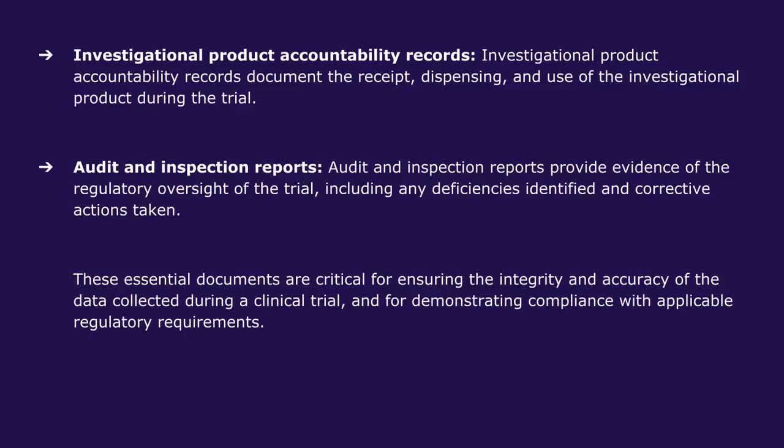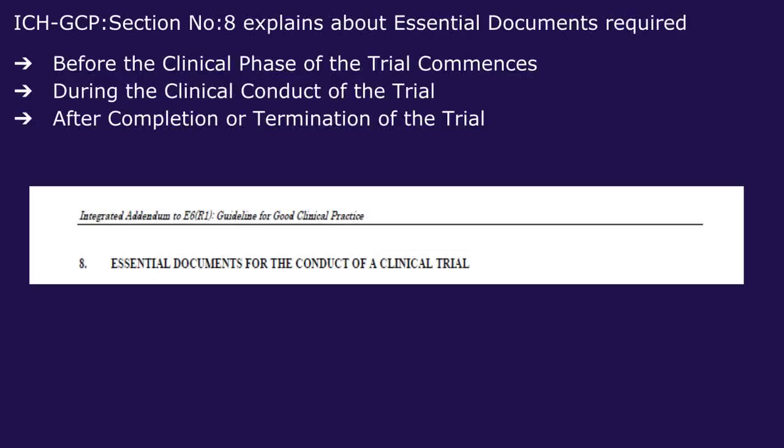These essential documents are critical for ensuring the integrity and accuracy of the data collected during a clinical trial, and for demonstrating compliance with applicable regulatory requirements. ICH-GCP, section number 8, explains about essential documents required before the clinical phase of the trial commences, during the clinical conduct of the trial, and after completion or termination of the trial.